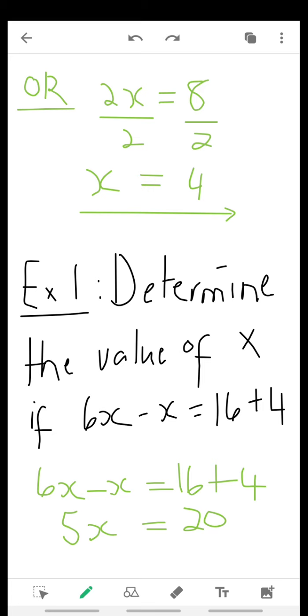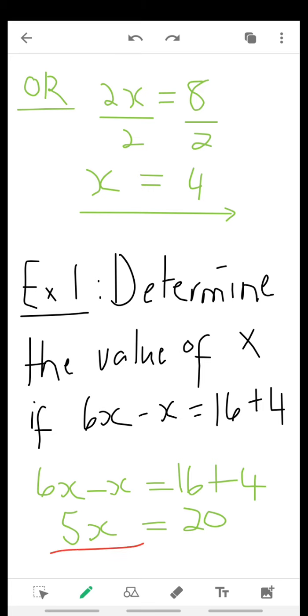Determine the value of x if this is the equation: 6x minus x equals 16 plus 4. So the first thing that we're going to do is find out what is 6x minus x. It will be 5x. You agree with me? And then what is 16 plus 4? It is 20. Okay.